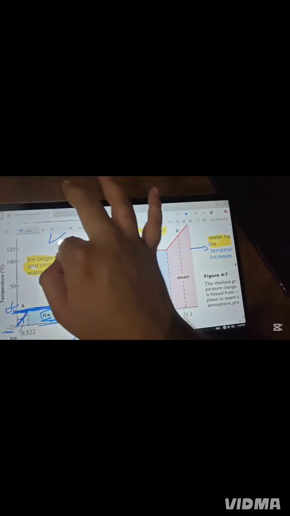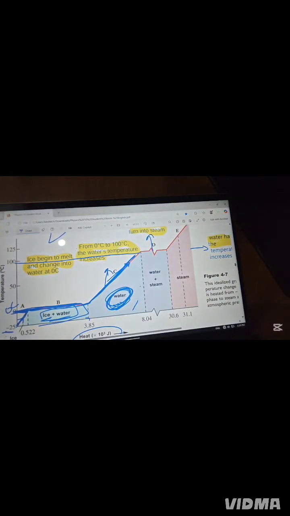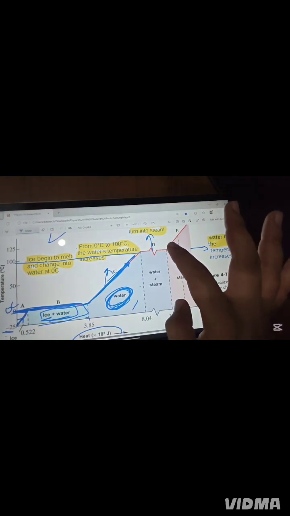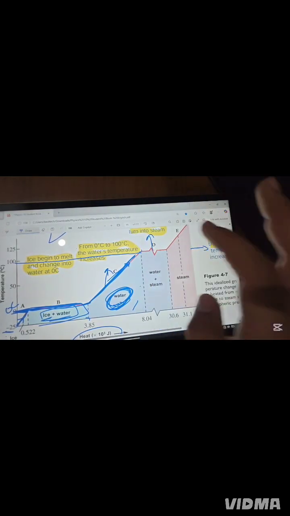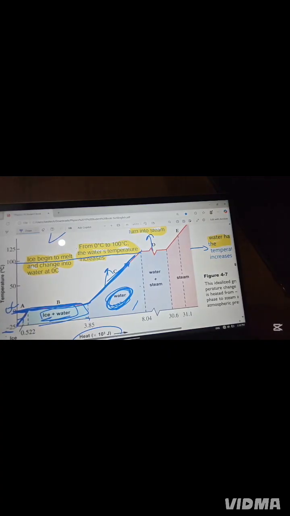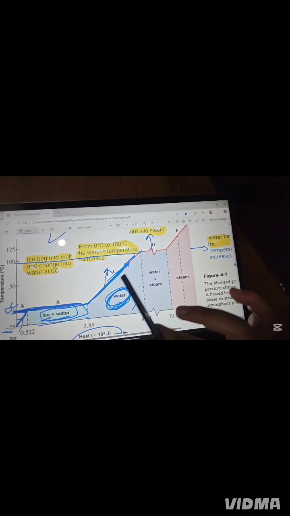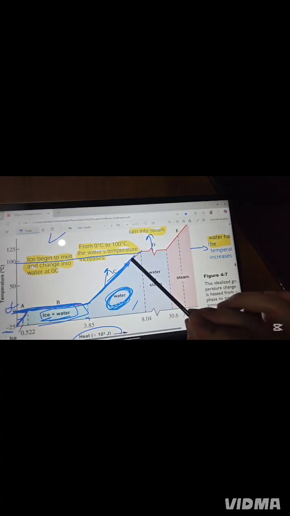Look, the temperature reaches 100 Celsius. At 100 Celsius, what is the meaning of that point? But first, let me tell you about the part C region. From 0 to 100, in this region, the water's temperature increases. The temperature of the water increases.